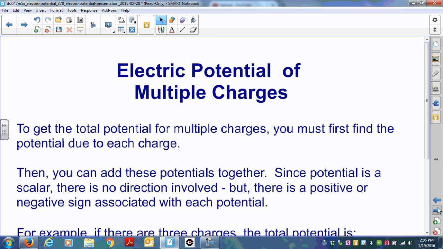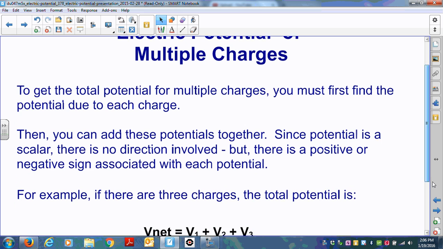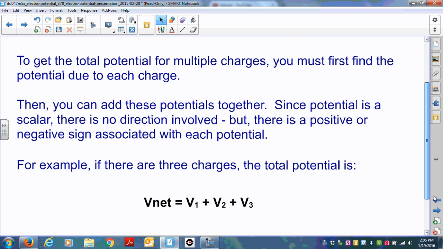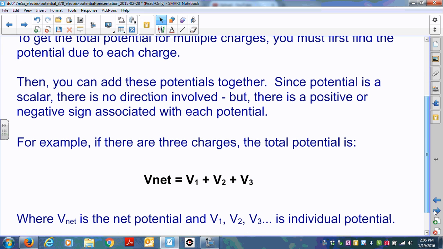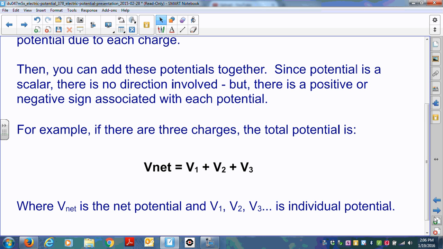To get the total potential for multiple charges, you must first find the potential due to each charge. Then you can add these potentials together. Since potential is a scalar, there's no direction involved, but there is a positive or negative sign associated with each potential. So for example, if there are 3 charges, the total potential is V1 plus V2 plus V3, which is the total voltage. The total voltage, again, is the sum of all of the individual voltages.